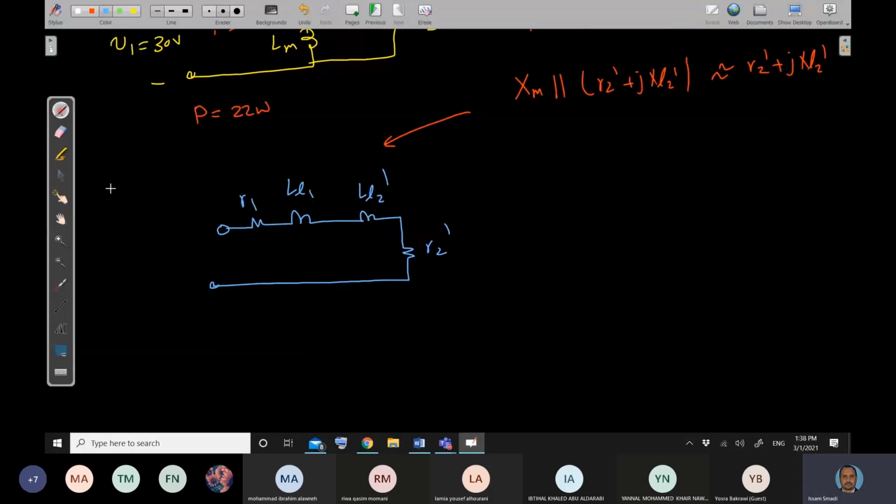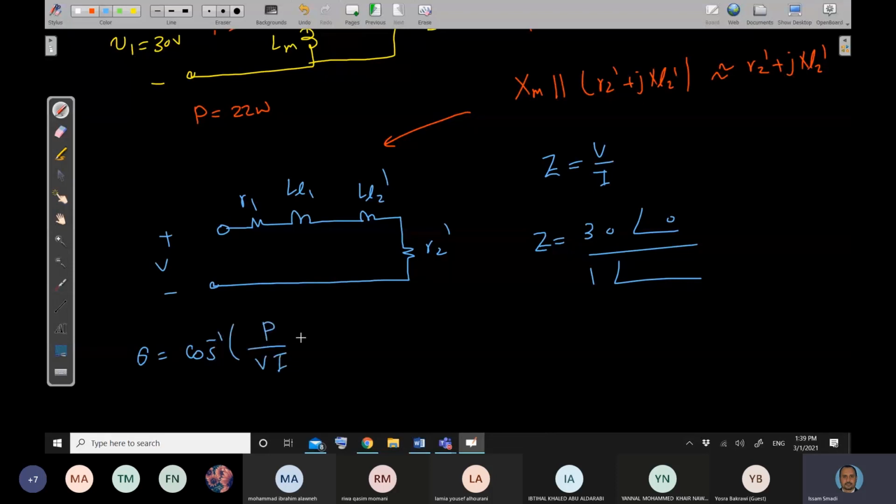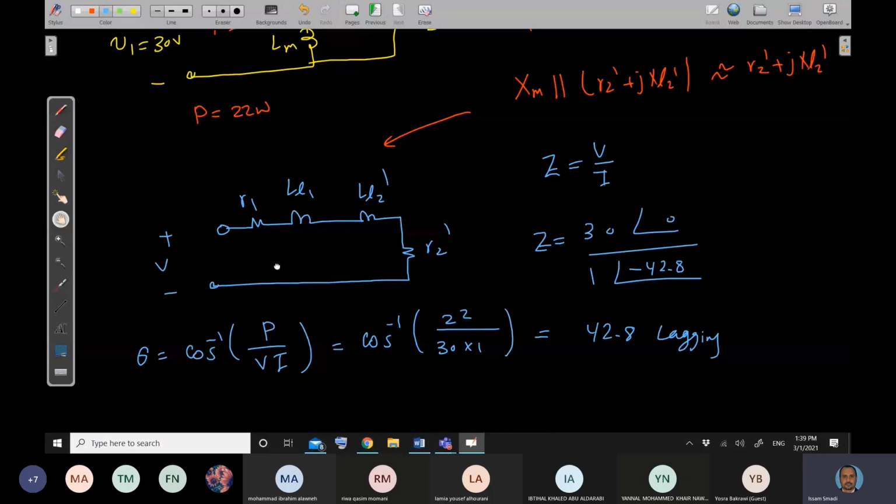Now the same thing, I need to find the impedance Z, which equals V over I. Simply Z will equal, the voltage was 30 with angle 0, and the current was 1 with an angle. I need to find the angle of the current, so theta is equal to cosine inverse of the power P over VI. So here it will be cosine inverse of the power, in this case 22, over the voltage 30 multiplied by 1, the current, and in this case it will be 42.8 lagging, of course. So here I will write minus 42.8.